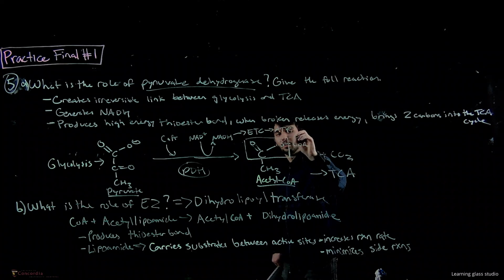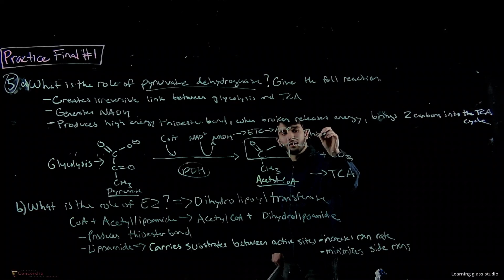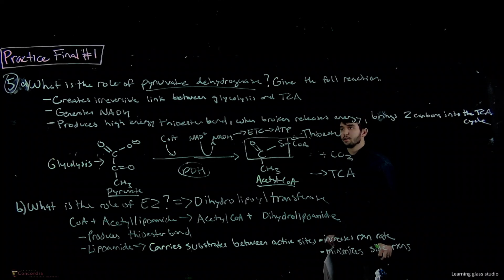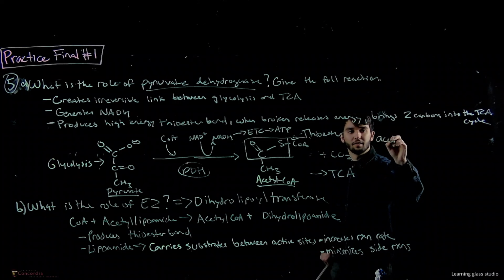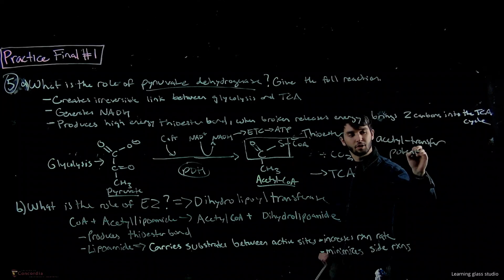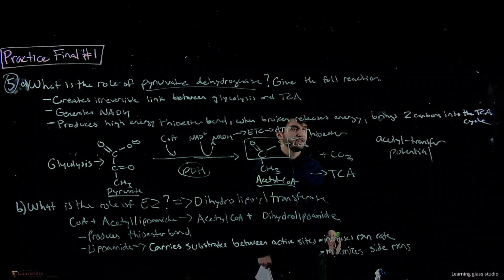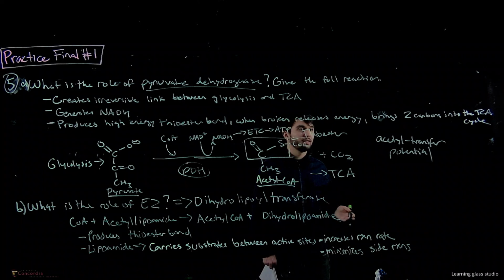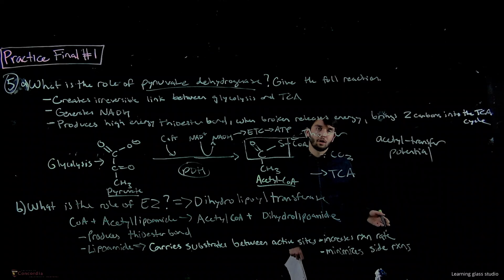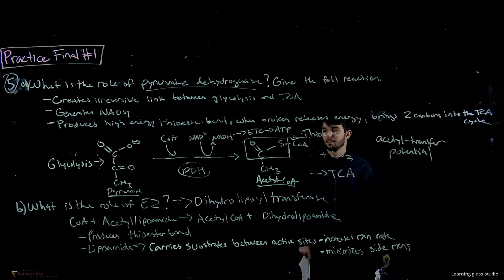This here is the thioester, right? Carbonyl, sulfur. And this is very high in energy, so when it is broken, it releases a lot of energy, and that energy is enough to provide acetyl transfer potential. So the acetyl transfer potential released, the energy released, is enough to bring 2 carbons into the citric acid cycle. So adding 2 carbons onto oxaloacetate to generate citrate, right?